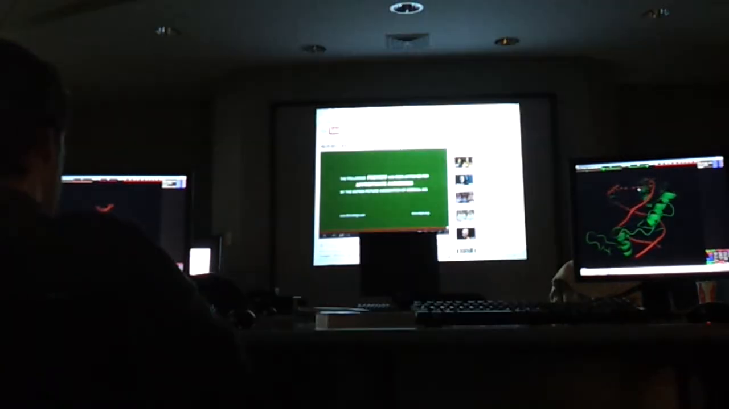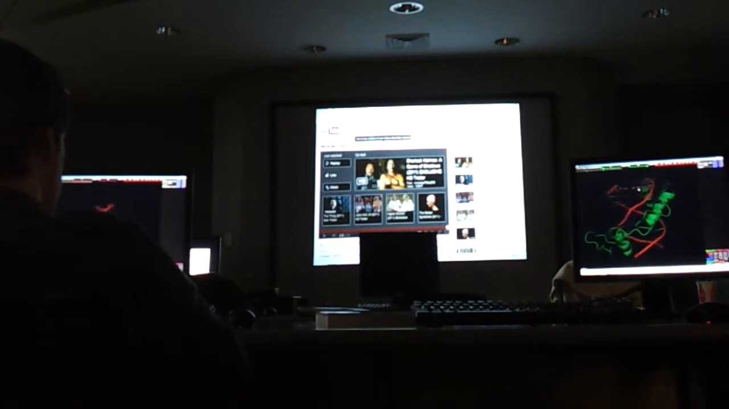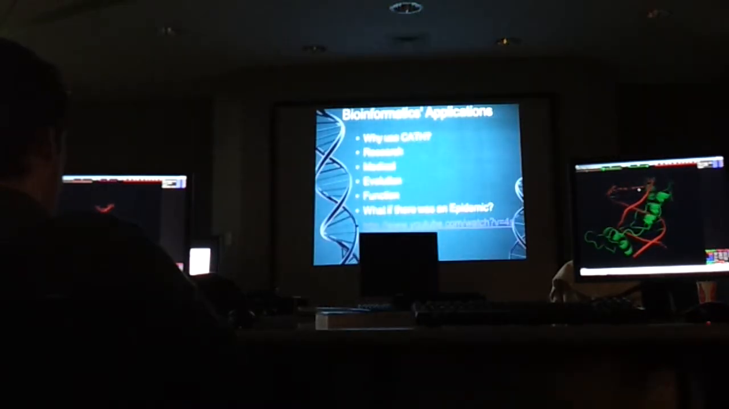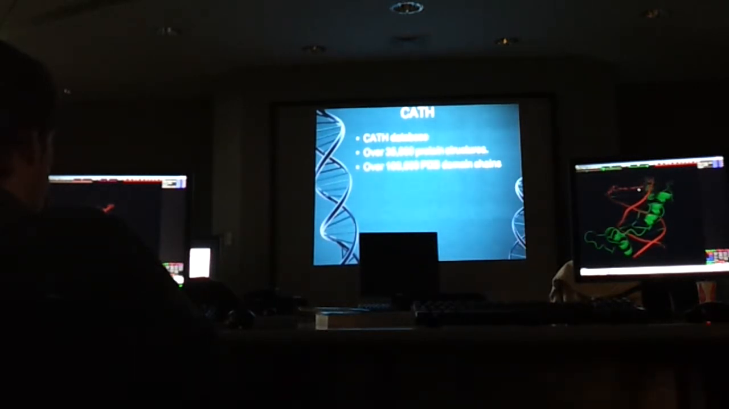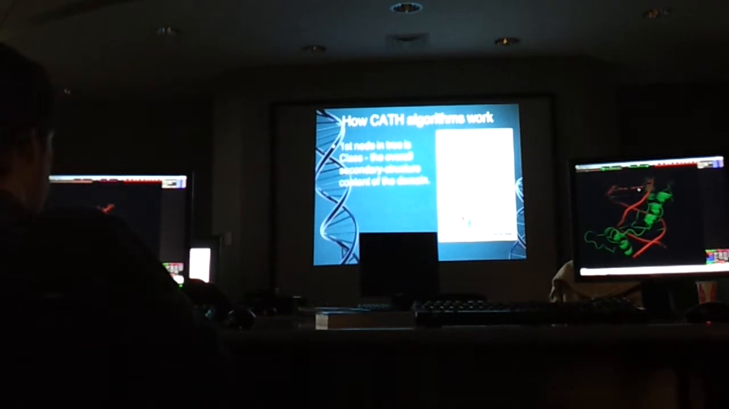And so certainly one would have to wonder what would take place if there was an epidemic. Well, one of the ways is if they could actually obtain the virus and find its code for proteins, or bacteria's code for proteins, they could use the CATH database. It has 35,000 protein structures and over 100,000 domain chains in the database.